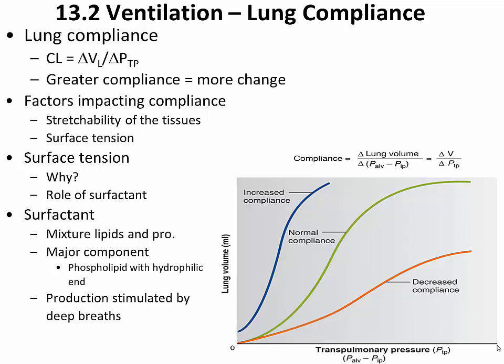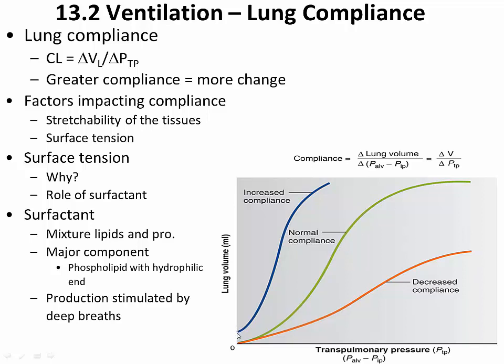As we leave the slide, we want to glance briefly at this graph, which shows us the significance of compliance in lung function. On the y-axis, we have lung volume. On the x-axis, we have the transpulmonary pressure, which we remind ourselves is the difference in pressure between the intrapleural space and the alveolus. What we notice is that under normal circumstances, shown in green here, as we increase the transpulmonary pressure, we have an increase in lung volume.